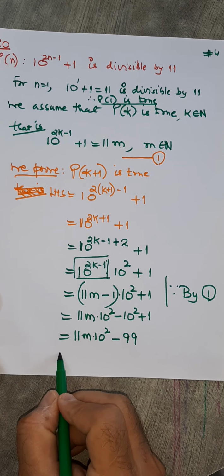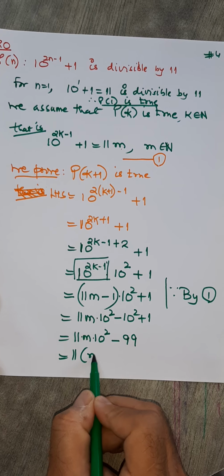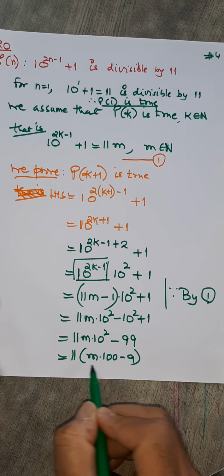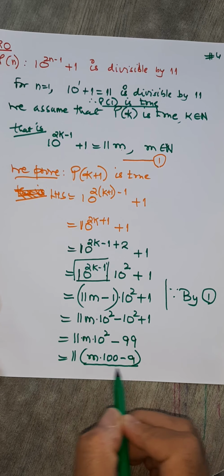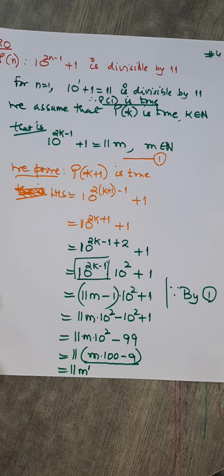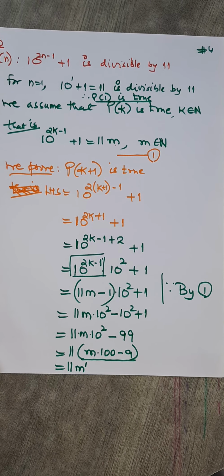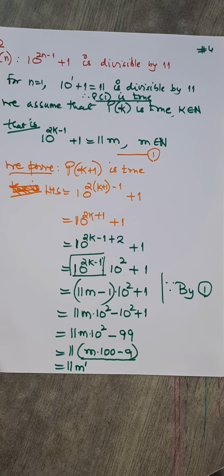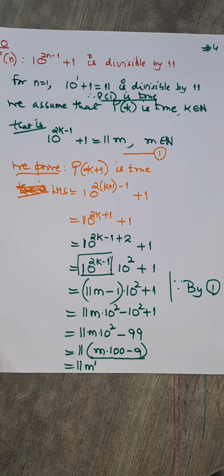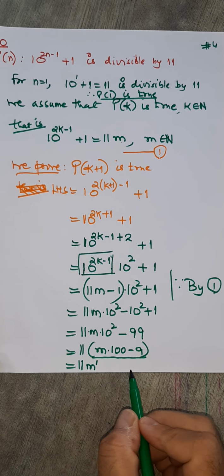And now you can find 11 common from this. So 11 into m into 10 squared, which is 100, minus 9, whatever it is, but this is some constant. I'll call that m dash. So 11 m dash. What is m dash? It is some constant, remember. What that value is, it's not important, but it is 11 into some constant.